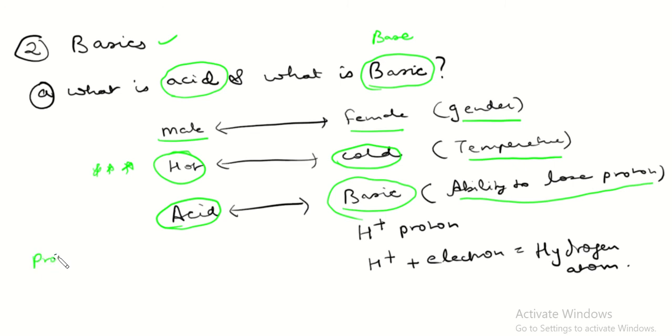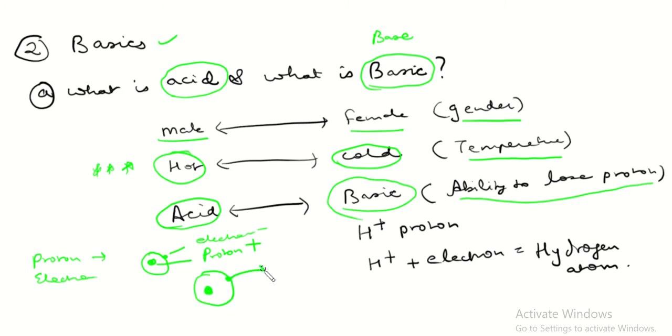Proton. What is a proton? So remember proton and electron. You have a nucleus and then you have an electron around there, and the nucleus may have one or more protons which are positively charged and electrons that are negatively charged particles. So hydrogen atom is unique because it has one proton and one electron, right?